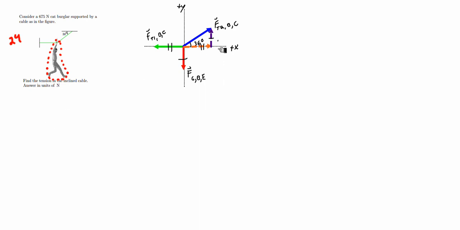Okay, and we could also label these if we wanted. This would be FT2y, this would be FT2x.